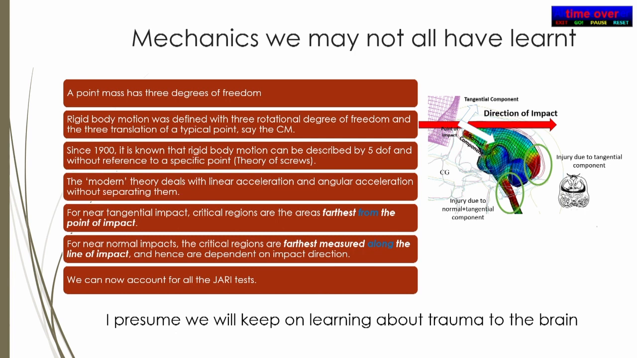So finally, there is another level of mechanics where we treat the rigid body not as a mass and a point about which we describe the motion, which was done by Newton and Euler. But then about 100 years ago, a new theory came. So we start to look at it, and at this stage, we are now able to account for all the Japanese tests. So this is new stuff that we have done over the last year or so.